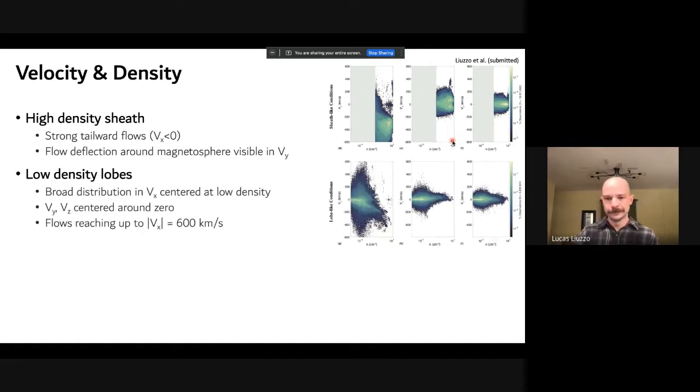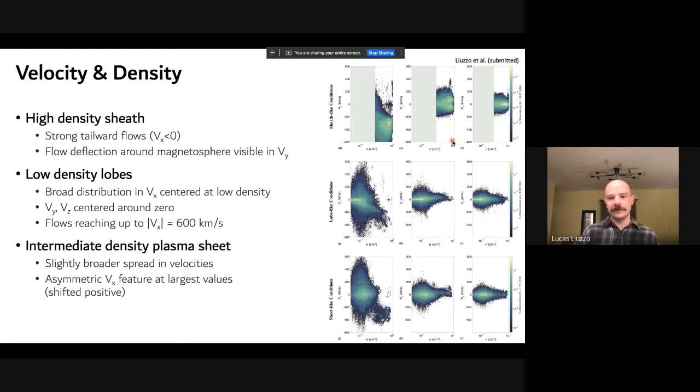Earth's magnetosphere. For the lobes and for the plasma sheet, again, we see similar features as before: really low densities in the magnetotail lobes, and slightly higher densities in the magnetosheath. But again, still these really fast flows associated with these reconnection regions.